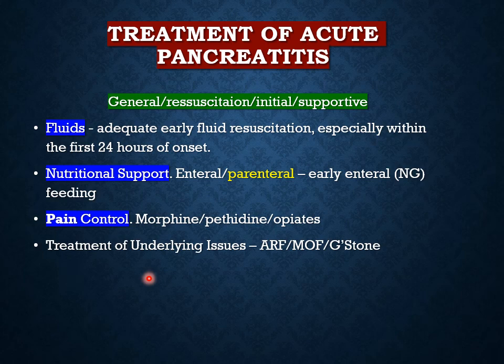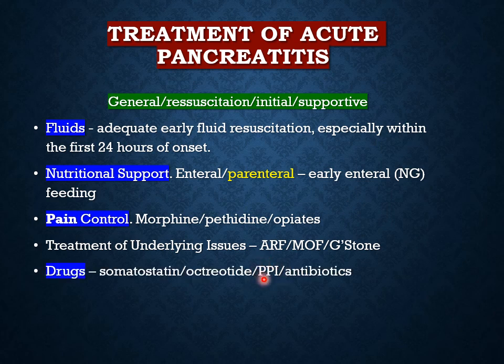Drugs, somatostatin, which decreases the secretion of the pancreas. Okay, nowadays they have the synthetic versions known as octreotide. Patients may need PPI to prevent stress ulceration, and if infected, need high dose antibiotics. Most of these patients need intensive monitoring in HDU or ICU.